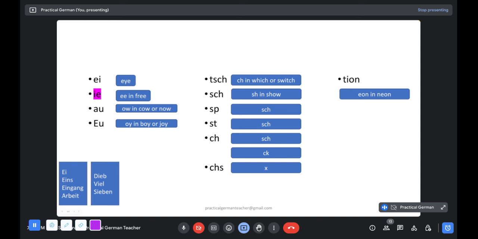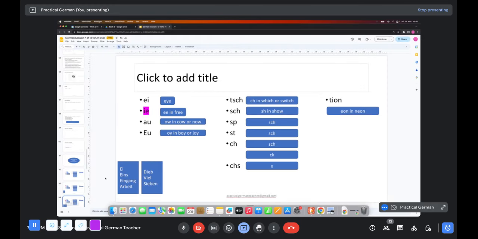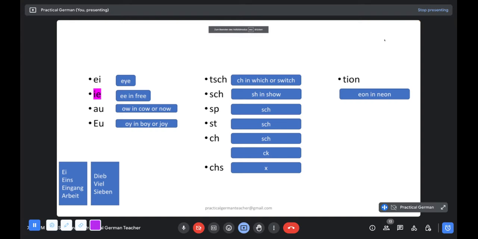Yes, Suraj, do you want to go here? Dieb, viel, sieben. Meanings? Dieb, I don't know. Really? Okay. Viel, of course, it's much. Sieben is seven. Anyone else knows the meaning of Dieb? Rishi, Veena, anyone else knows the meaning of Dieb?